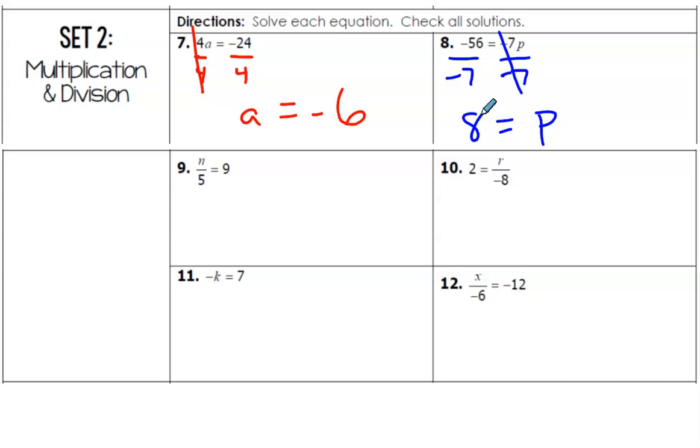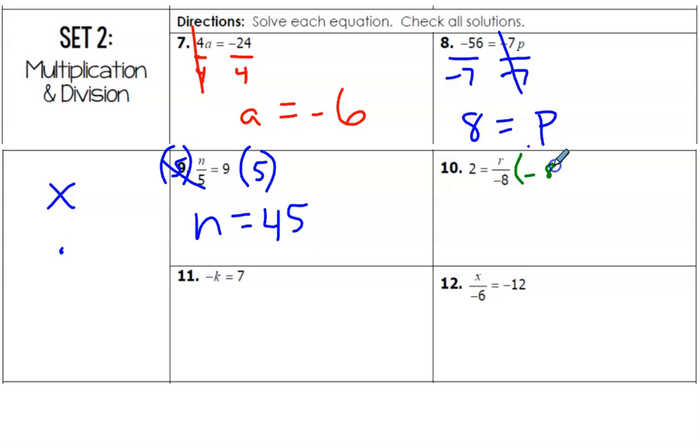Now for number 9, I already have a division sign next to my variable, so I don't use division again. Now when you show multiplication as you're moving into high school, you don't use a times sign, and you don't even really use the dot anymore. We're going to graduate now to the set of parentheses. So I'm going to multiply both sides of my problem by 5. I'm going to show it with parentheses. Now, notice I also wrote the negative sign here.